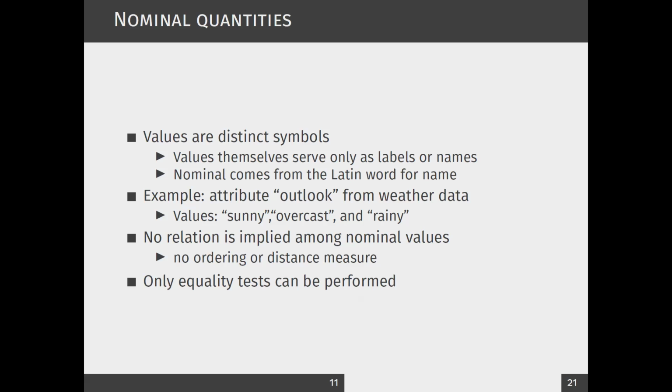For example, in Outlook, we can have three different values like sunny, overcast, rainy. Temperature, we can have high, low, cool, and so on. Windy, we can say true and false. Similarly, you can have different sets of values. There are no relations. Usually, when you say nominal, that means there is no order, no relationship. Therefore, when you compare two different records, you have to compare with equality.